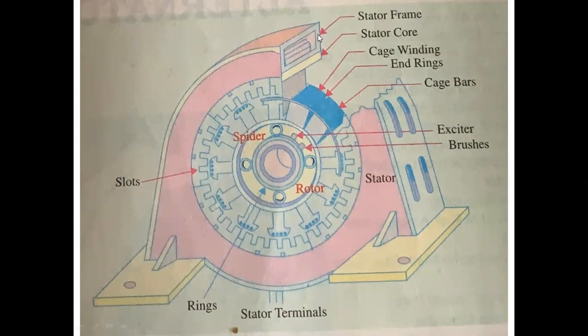This is the stator frame on the outside, and the yellow bar down here is the stator core. This is the cage winding and end rings. I have shown you the end rings in the induction motor. At the end they are short-circuited, attached to the copper bars, forming rugged copper bars, and inside there are cage bars.